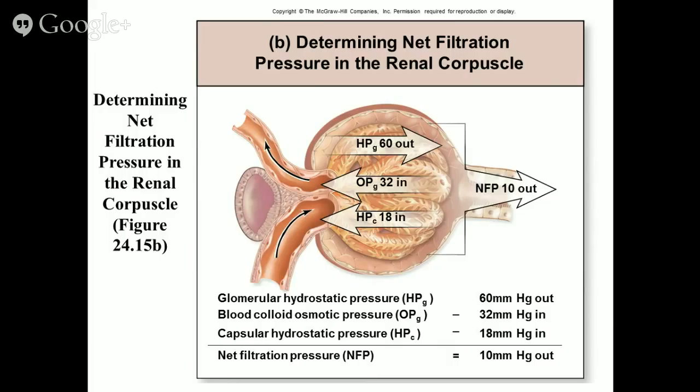Pressure in this case is going to push things along with it, which happens to be the fluid that's in your blood. So we're seeing a glomerular hydrostatic pressure, which is that blood pressure that's pushing things out, of a measure of 60, while osmotic pressure and capsular hydrostatic pressure are pushing things back into the glomerulus. You have to remember that osmotic pressure, or blood colloid osmotic pressure, is created because those plasma proteins that were still in the blood never came out.